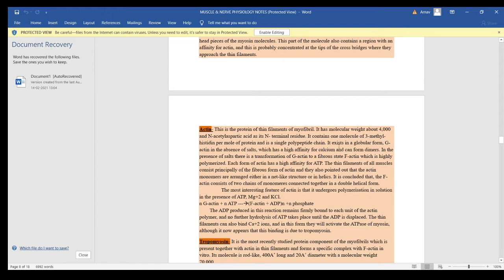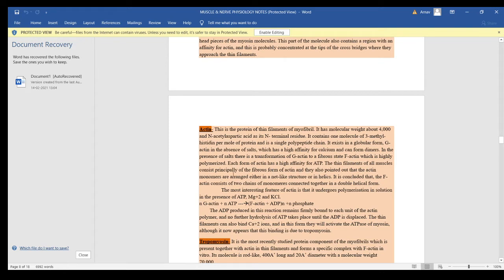single polypeptide chain. The actin molecule exists in a globular form, that is the G-actin, in the absence of salts, which has a high affinity for calcium and can form dimers. So this G-actin has a high affinity to get attached to the calcium ions and it will form the dimers. In the presence of salts, there is a transformation of G-actin into a fibrous state, that is F-actin, which is highly polymerized. Each form of actin has a high affinity for ATP. So each form of this actin filament has a very strong affinity to get attached with the ATP.